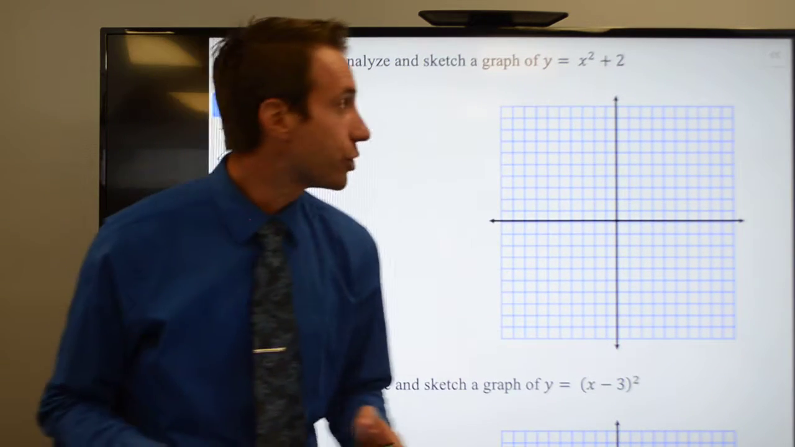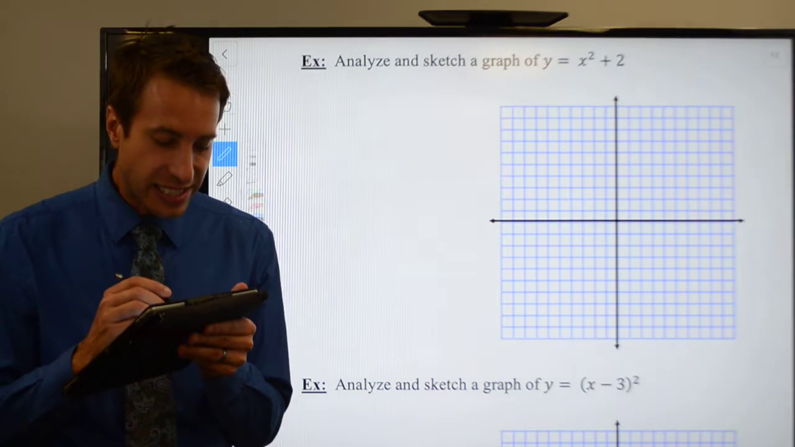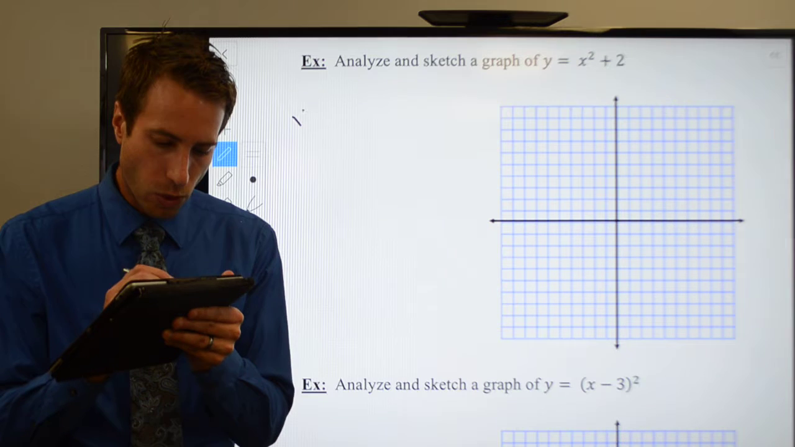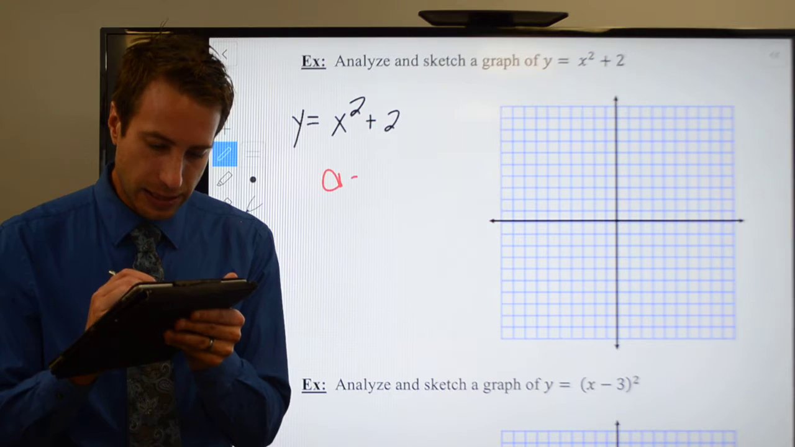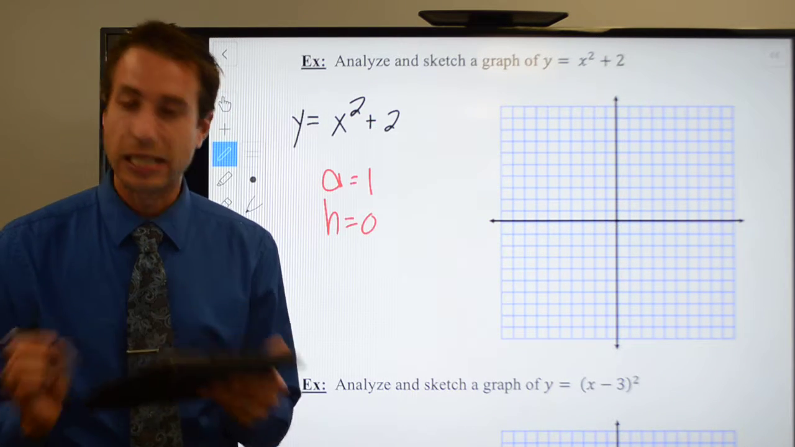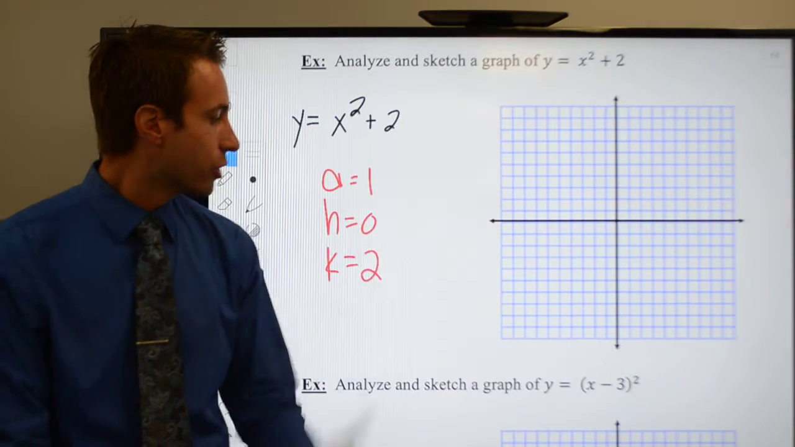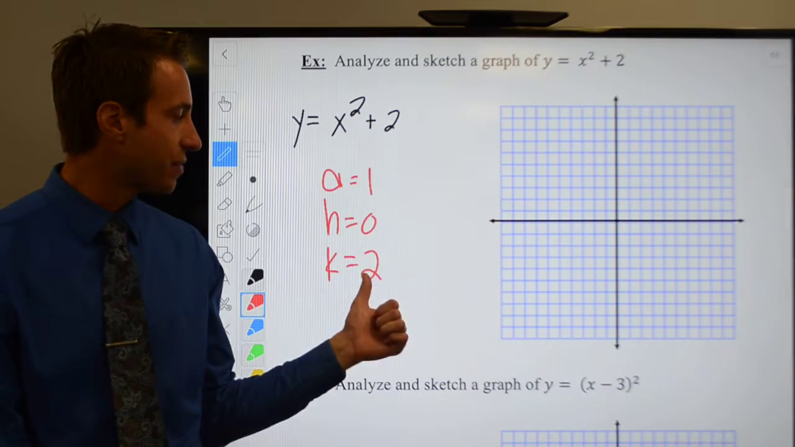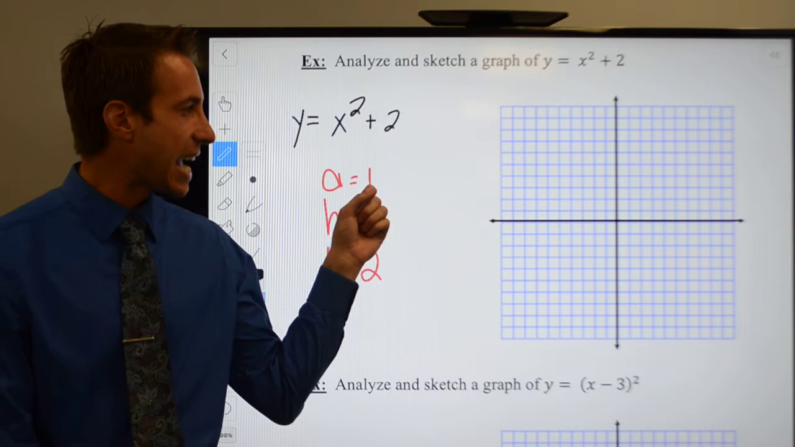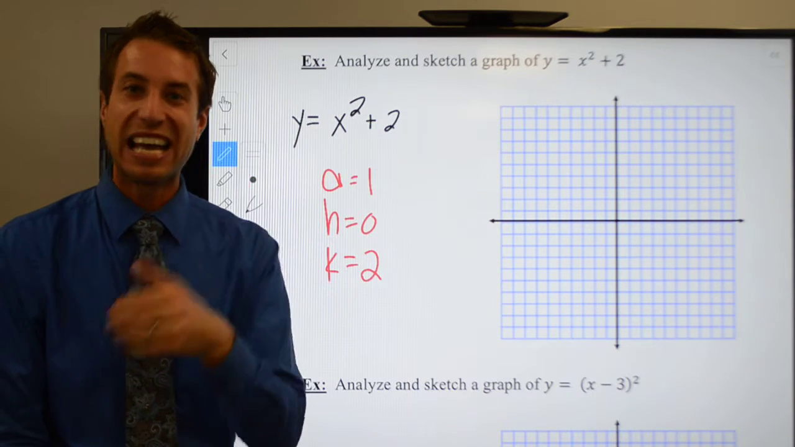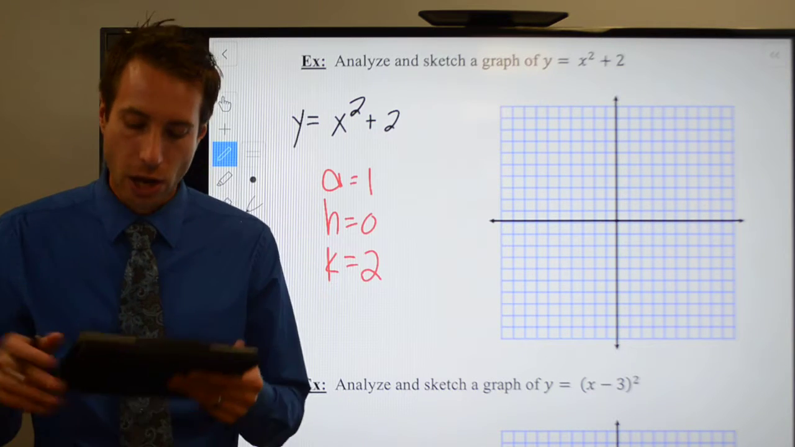What I want you to do is sketch the graph of y equals x squared plus 2. This is in vertex form, where a is equal to 1, h is equal to 0, I don't have one, and k is equal to 2. So my parent function will be shifted up 2 units. Horizontally, it won't be shifted at all, and the a tells me that my parabola opens up, and there is no vertical stretch or compression. It's just going to be a standard parabola.